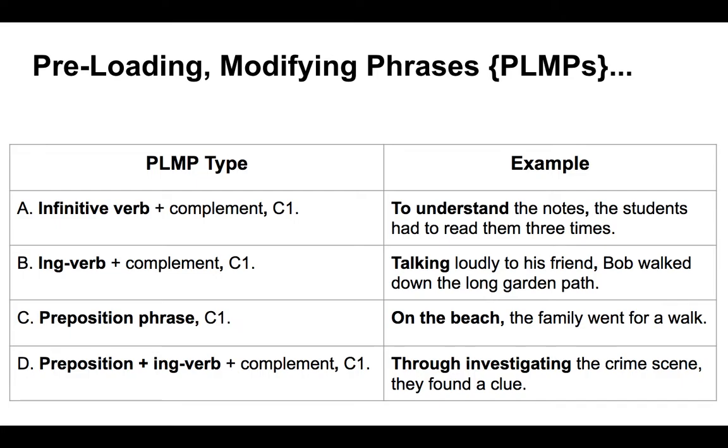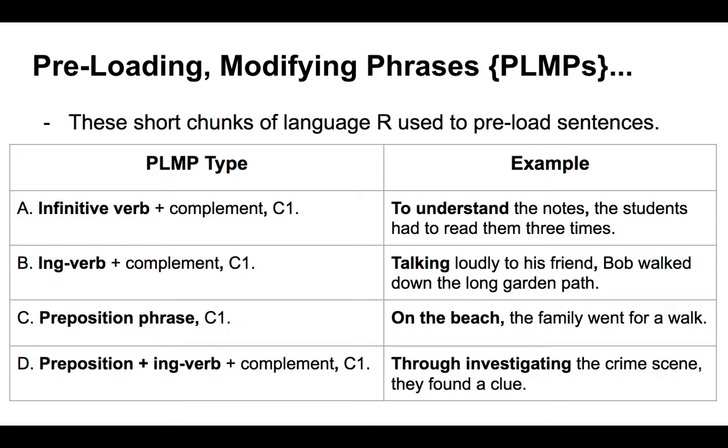So these are little chunks of language, little clips of language that we can put at the beginning of a sentence to explain more about the sentence, about the subject, about the verb. So it's kind of a way we can add color, context, and feeling to the beginning of our sentences. That's why we call them preloading modifying phrases. Now, PLMP is a terminology that I came up with myself to try to clearly explain how we can use these little chunks of language. So these short chunks of language are used to preload sentences. So we've got 4 types.